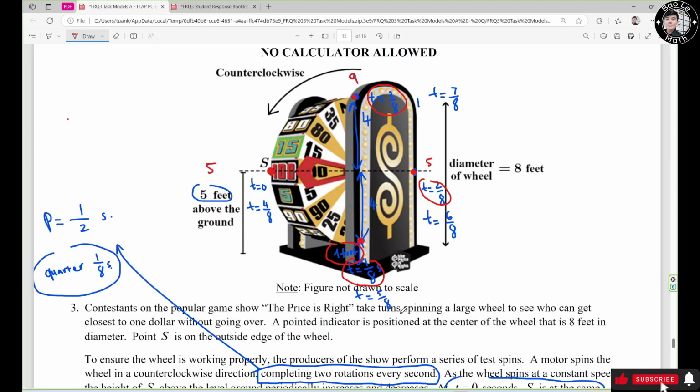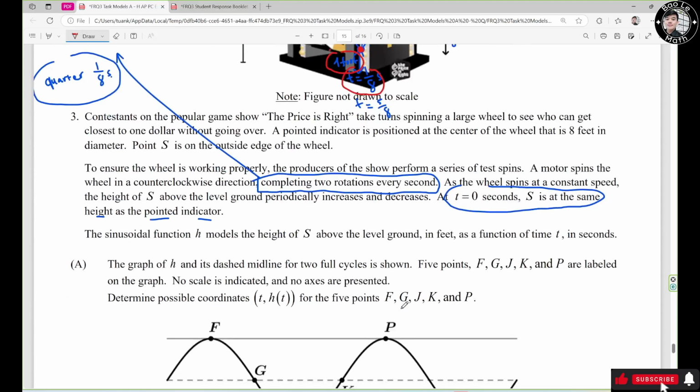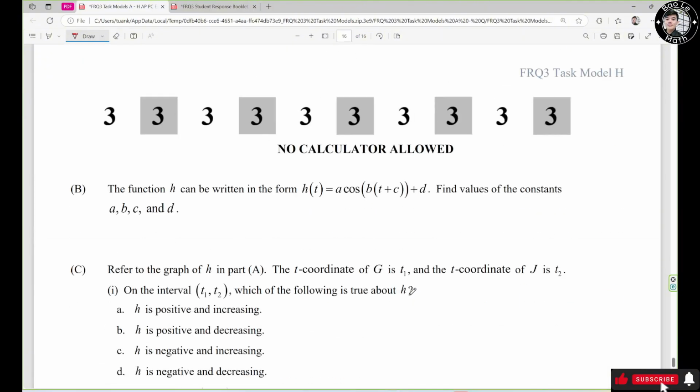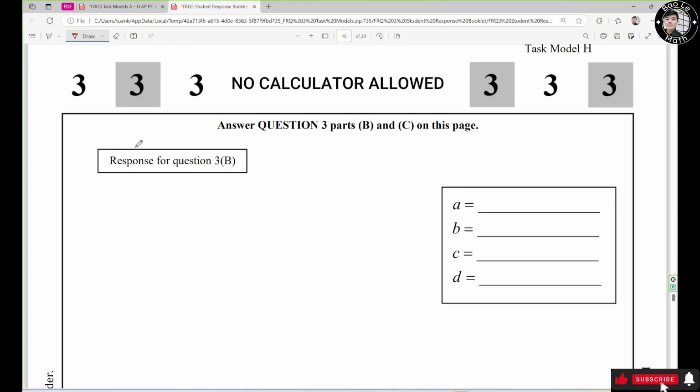Now, I look at this one right here. The function is represented as the cosine, right? So, I have A equals maximum subtract minimum divided by 2. Maximum is 9, subtract minimum is 1, divided by 2. It's going to be 4. And B equals 2 pi divided by period. It's going to be 1/2, right? So I multiply the top and bottom by 2. So this one cancels out. It's going to be 4 pi.